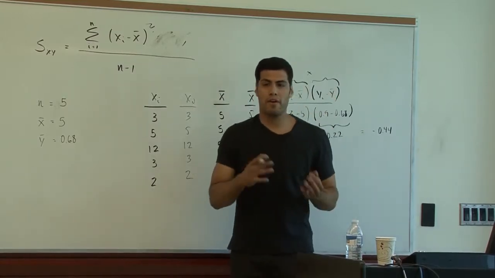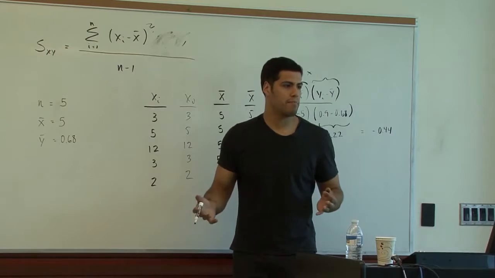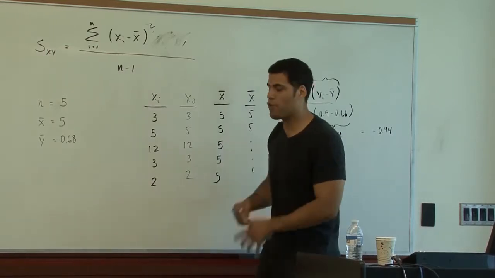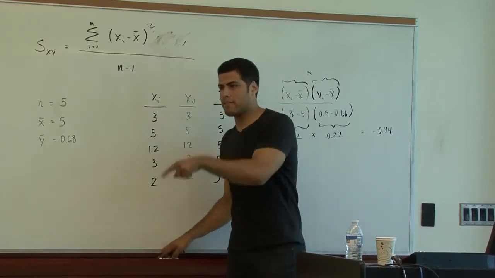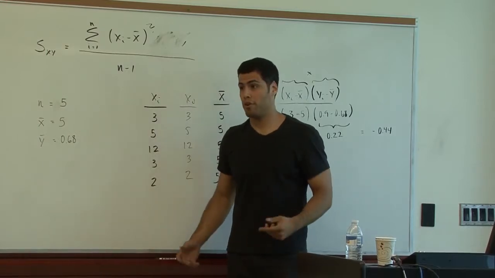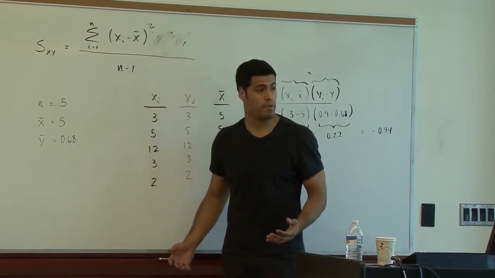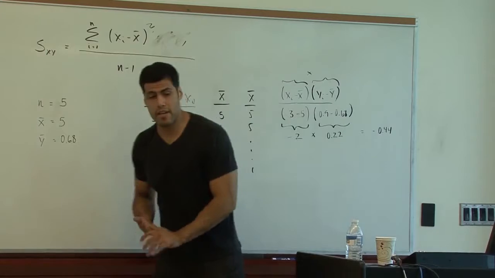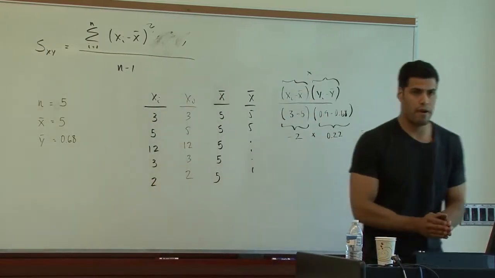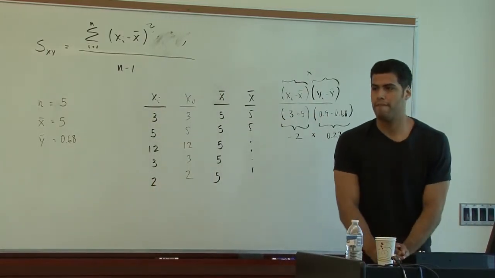So the variance is simply the covariance of a variable with itself, okay? So if I take the covariance of x and x, I might as well call it the variance, because that's what I'll be doing, okay? So the variance is just that, the covariance of a variable with itself.